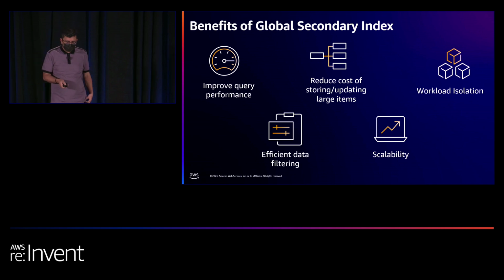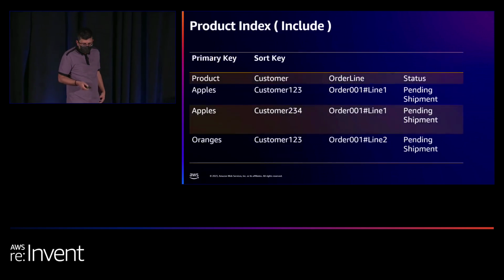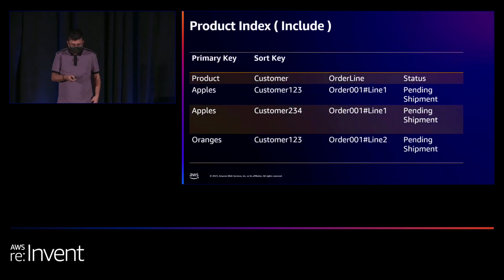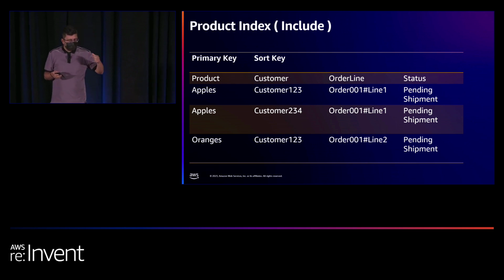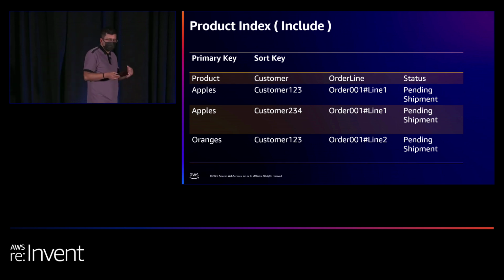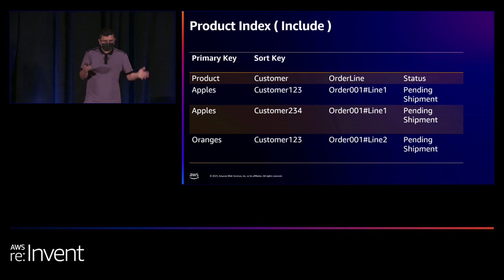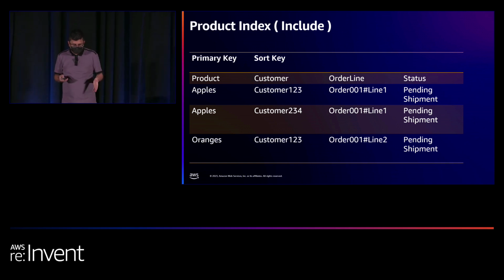So going to the example of what the index looks like. Let's say that in this particular example, you want to find out what all products were sold to what customers. So you have a product index, with your hash key as product, which is apples or oranges, and then customer ID is your sort key. So you can find who all bought apples, who all bought oranges, and stuff like that.